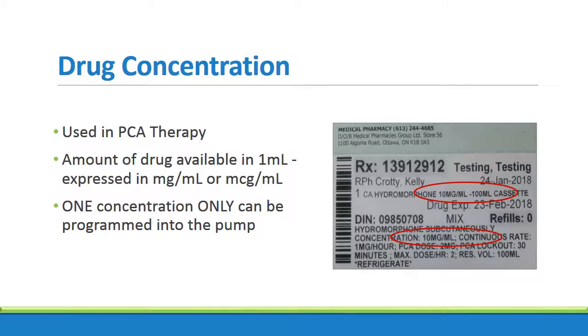Drug concentration is mainly used in PCA therapy. In the pump library, a drug concentration is always going to be the amount of drug available in 1 milliliter of solution. It is always expressed as a ratio. There is only ever one concentration to be programmed into the pump. So how would you select a concentration if you had an order for 2 drugs on the same pump? You wouldn't. And we will go into more detail about what to do when you receive an order for more than one drug with a concentration shortly.